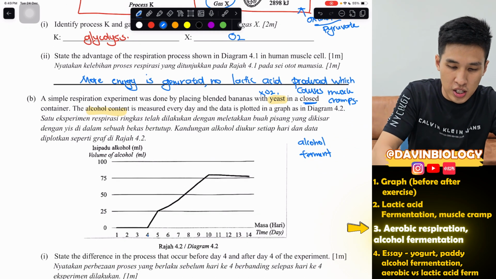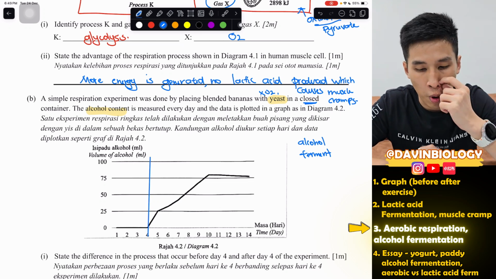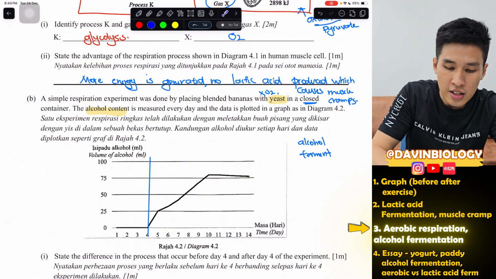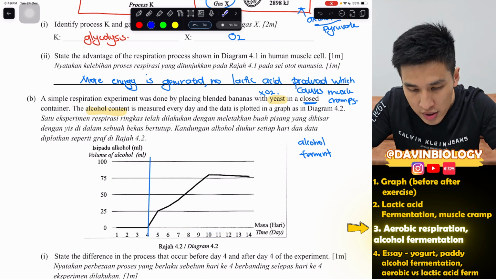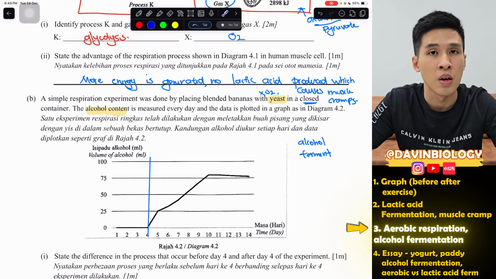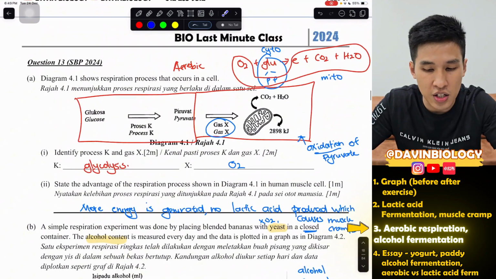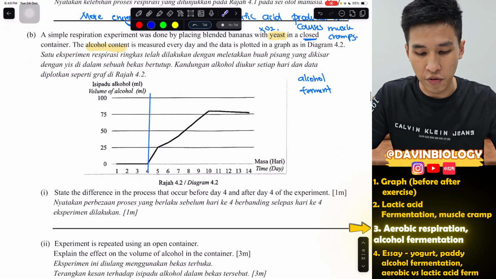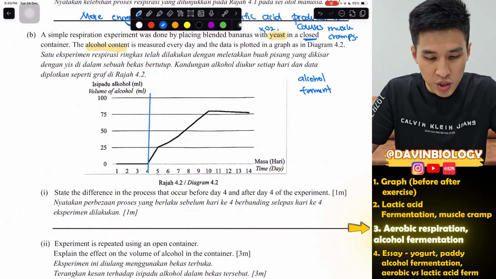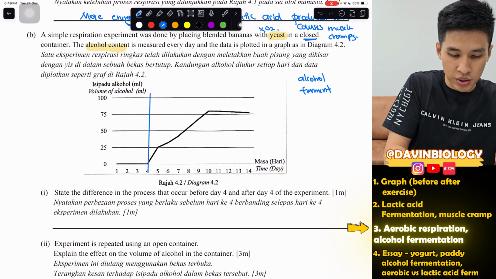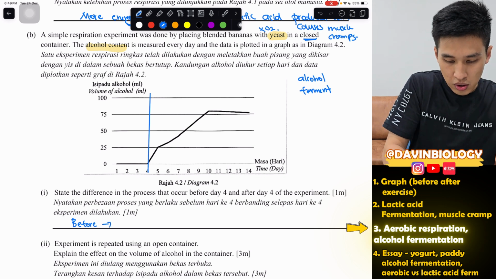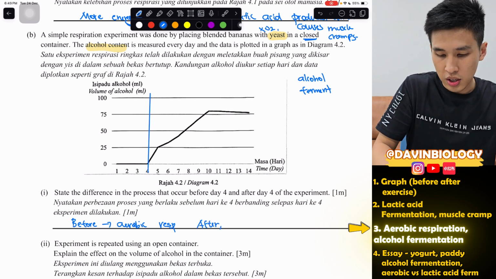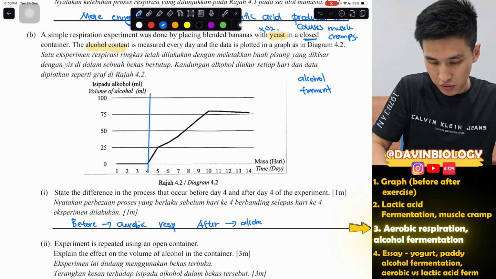So during the first 4 days, you can see that there's no alcohol content, because probably during the first 4 days, there's enough oxygen. But after that, as the oxygen is being used up, being depleted, you can see then there are more and more alcohol being produced, because that's when the yeast starts to undergo alcohol fermentation. Similarly, like lactic acid fermentation, there's no oxygen to break down the glucose, just that the products are different. So state the difference in the process that occur before day 4 and after day 4. So the difference basically, before is normal aerobic respiration. And basically after, we mentioned already, it's alcohol fermentation.